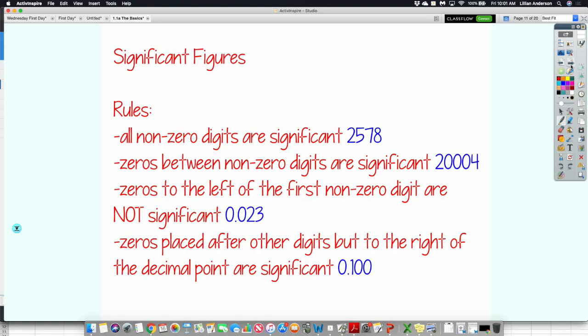But if the zeros come after a non-zero number to the right of the decimal point, then they are significant. So this right here is an example of 3 significant figures, 0.100. So both of those zeros after the 1 are significant. Okay. 4 rules when it comes to significant figures.